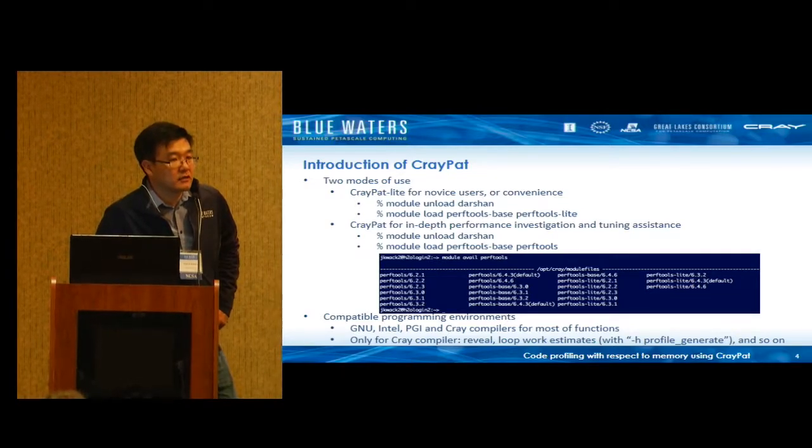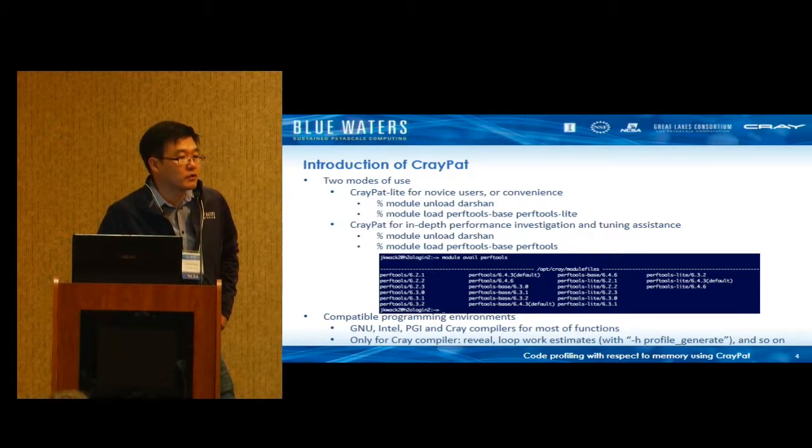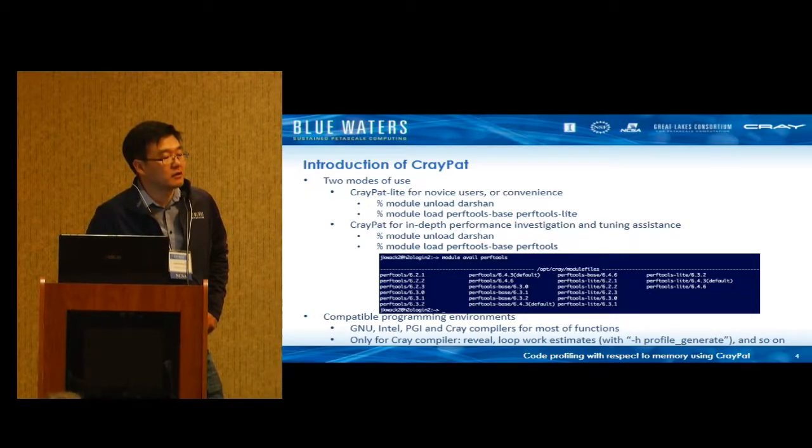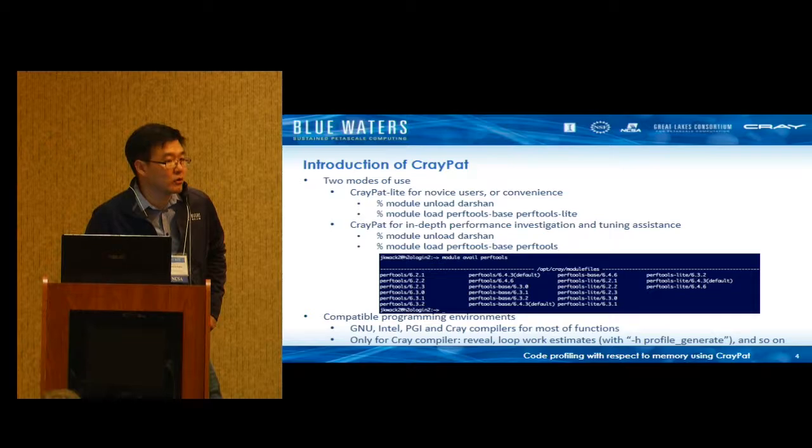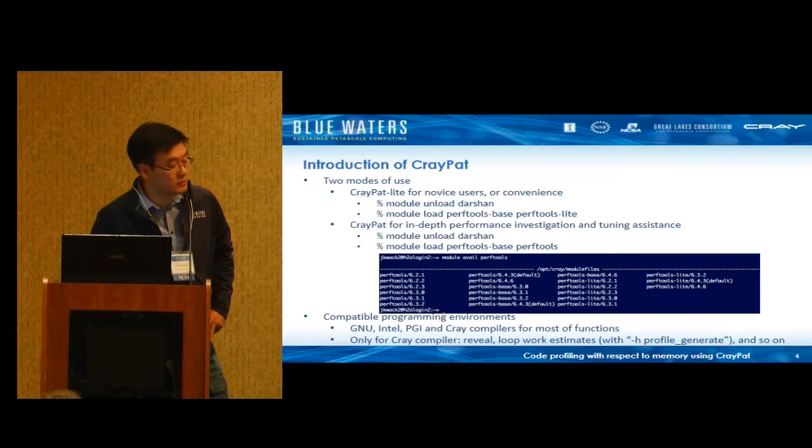Several users ask us, saying they cannot use CrayPat because they don't use the Cray compiler, but it's not true. You can use any compiler on Blue Waters with CrayPat. Most of the functions are available with other compilers, but there are some limitations. If you want to use Reveal, which is the OpenMP threading advisor by Cray, you have to use the Cray compiler. Or if you want to do some rough work estimate, or some tracing for UPC or Co-array Fortran, you have to use the Cray compiler. Other than that, you can use CrayPat for other options.